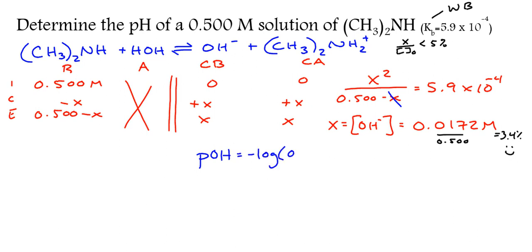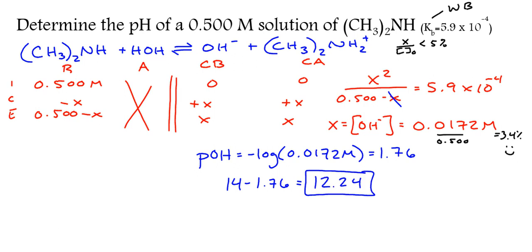So now I can finish this up like we've been doing during the entire review. I want pH. So I'm going to plug in my pOH, which is 1.76. I take 14, I subtract the 1.76, and I get a final answer of 12.24 for my pH, which is basic.